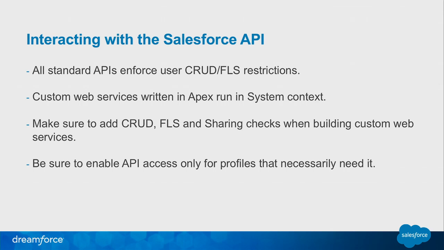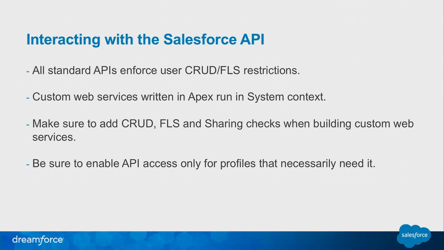Now, when you're writing custom web services yourself within Apex, that means Apex is running in system context. In that case, you have to make sure that your custom web service is doing that enforcement, because Salesforce doesn't know what you're going to do writing code in Apex. It wants to give you the power of being able to write code however your use case requires. So make sure you're adding the CRUD, FLS and sharing checks when you're building custom web services. For sharing, make sure you're using with sharing on your class. And for CRUD and FLS, based on the operation you're trying to do, you're doing isAccessible, isReadable, isUpdatable checks on the input before returning it back to the user.